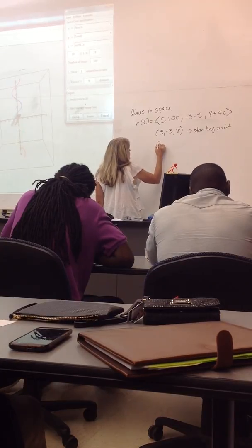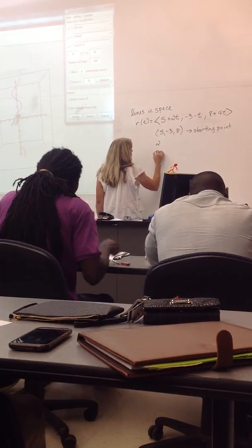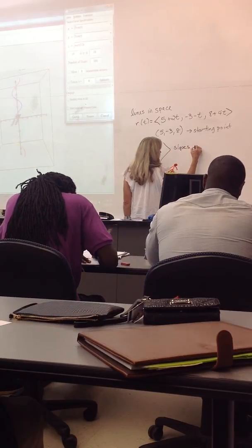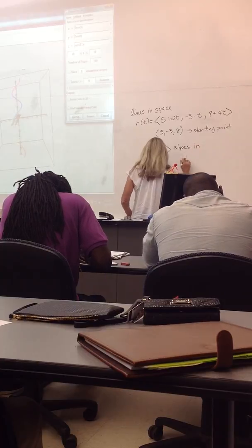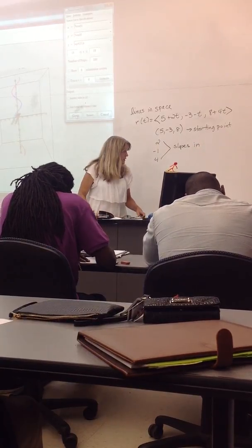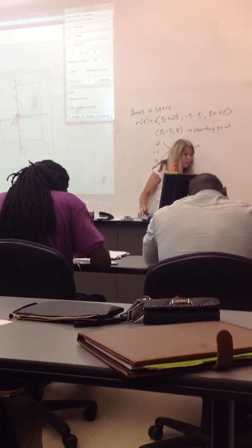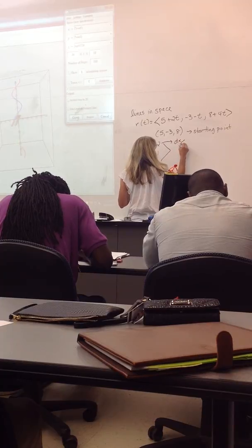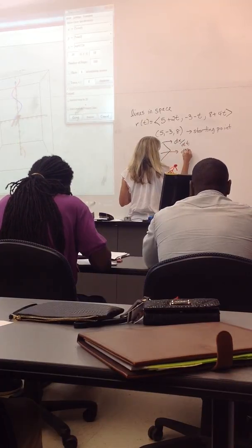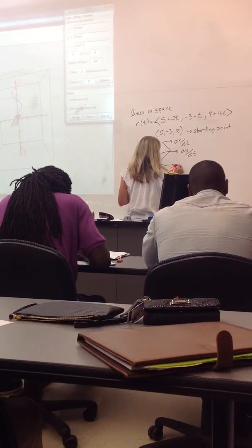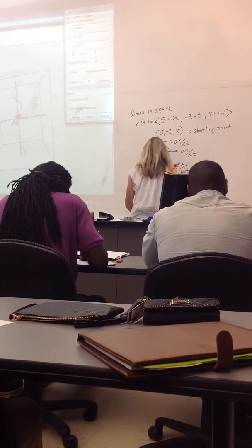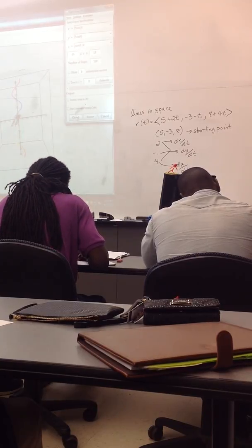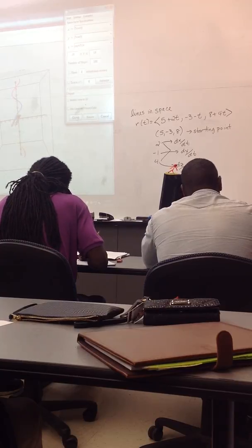The 5, negative 3, 8 could be thought of as a starting point. And the 2 and the negative 1 and the 4 are telling me about slopes in the respective directions, but it's the slope related to the parameter t that you're plugging in. So this is representing dx dt. This is representing dy dt. This is representing dz dt. The slope in the x and the y and the z directions.